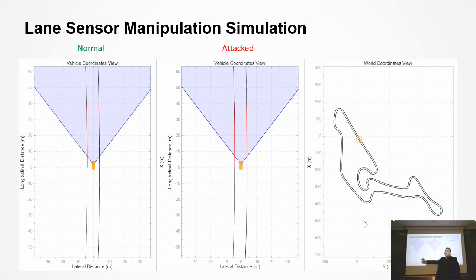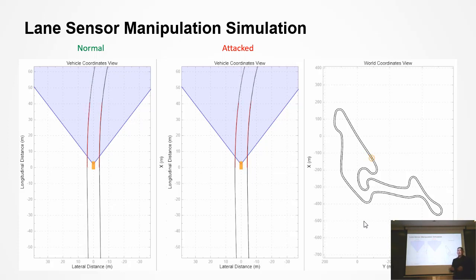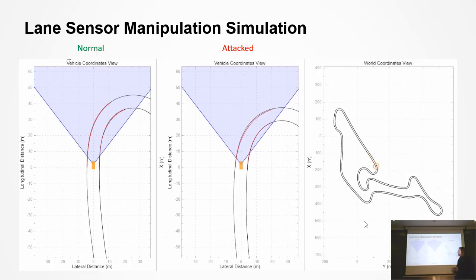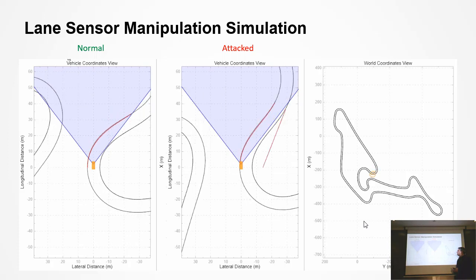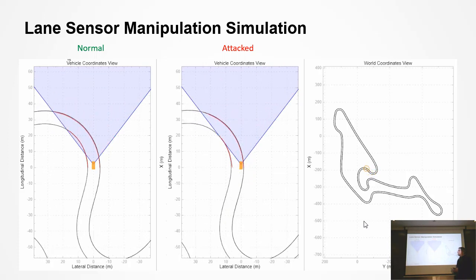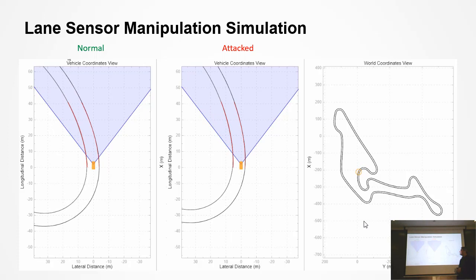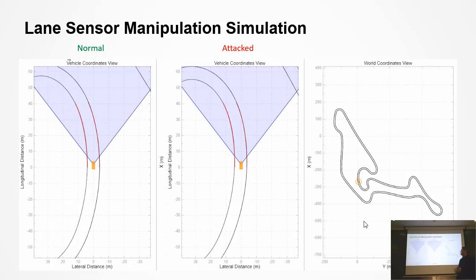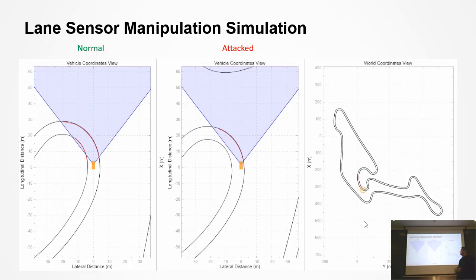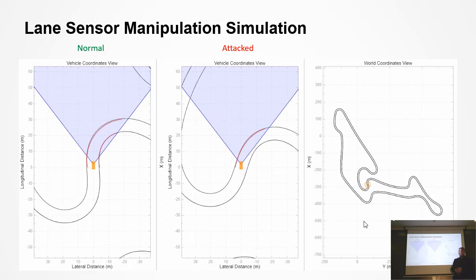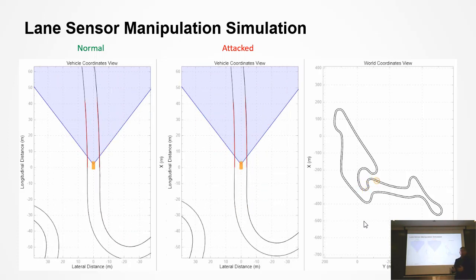So on the left we have the normal scenario, at the center we have the attack scenario, and on the right you can see where the car is on the map. As you can see in the middle, when the car approaches the corners, it dangerously gets close to the lane boundaries. Of course, this is a simulation, but it gives you the idea how the attack works.